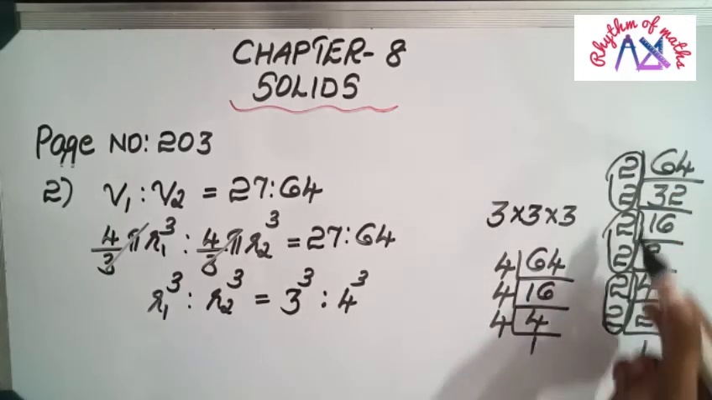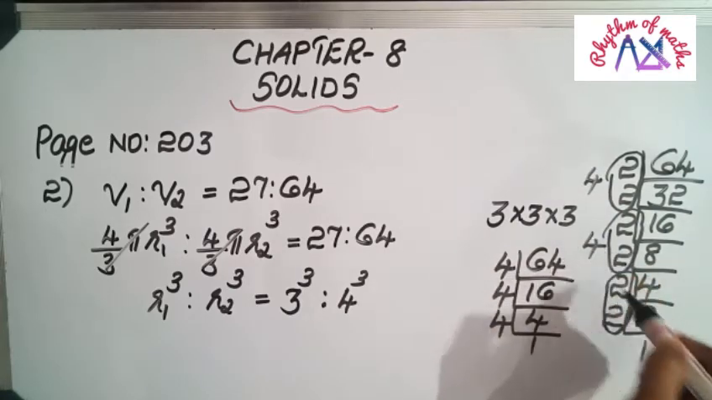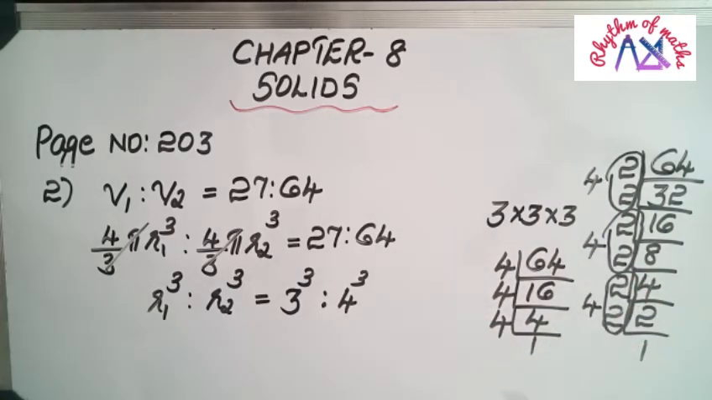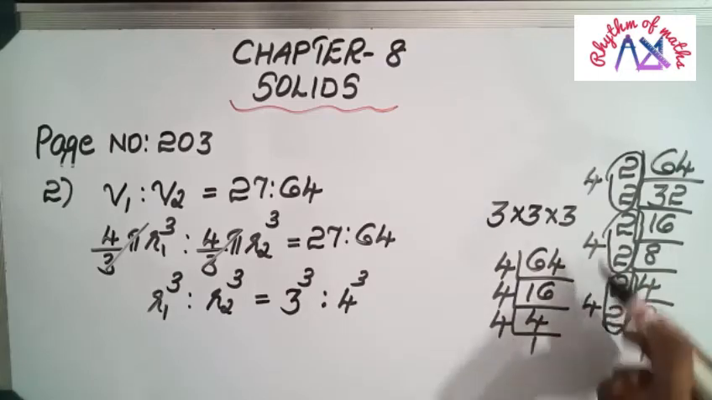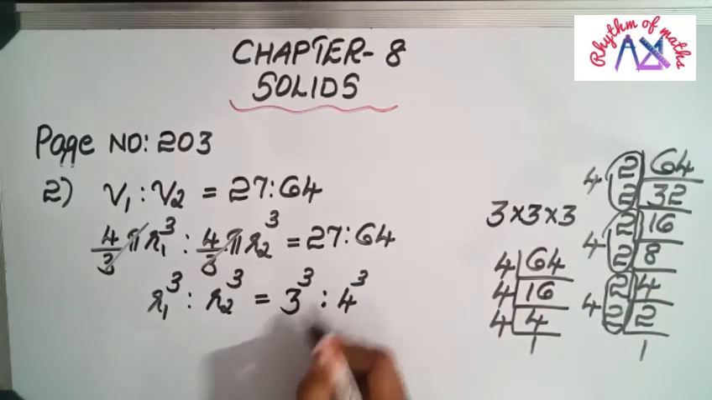Now here in 2 2, the answer is 4. Here 2 into 2, 4. Here 2 into 2, 4. So cube root means 4, 4, 4. 4 into 4 into 4 is 64. Okay, so 4 cube and 3 cube.